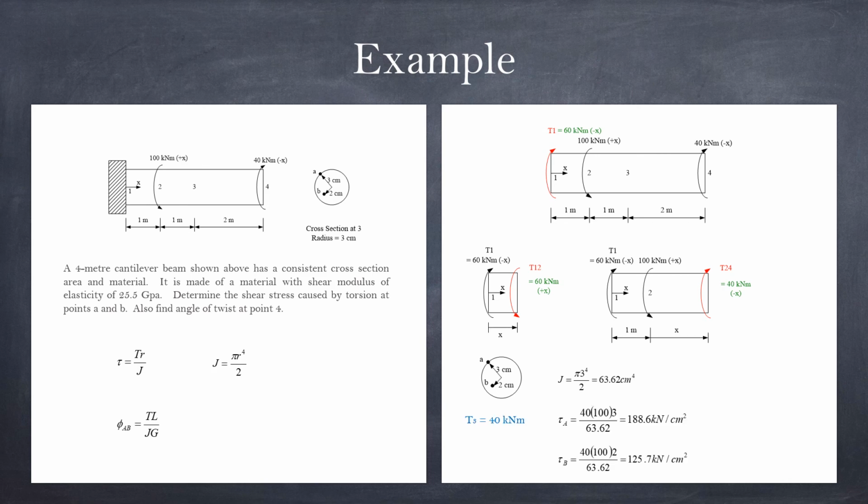And then because torsion at point 3 is between 2 and 4, which is a constant at 40, we use the same one. Now notice that for tau at point A and point B in the calculation, all numbers will be the same. The one that's different is the radius, because that is the only thing that's different between them. Torsion the same, J the same. Again, we use the total J no matter where the point is on the cross section.